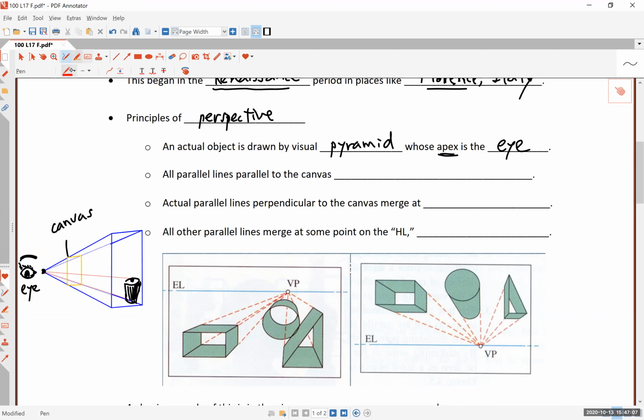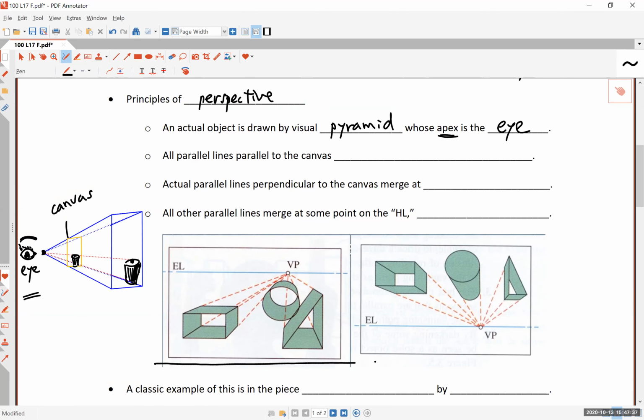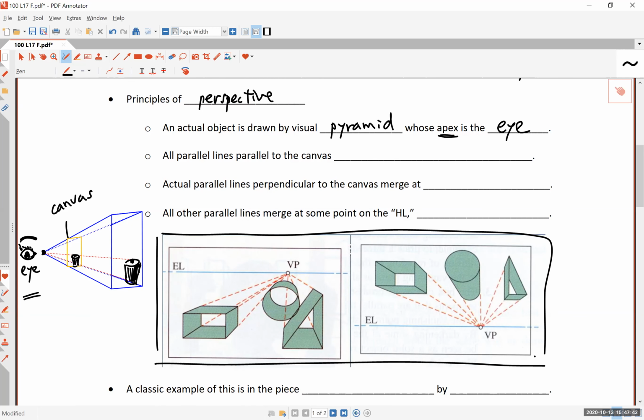So basically the trash can gets projected onto this canvas at the point where these lines, okay, let me make it a little thicker here, intersect the canvas, right? So on this canvas, the image of the trash can will be something like this, all right? And if you look at this from the perspective of the eye, if you move the standpoint to where the eye is, it's pretty much going to look like this, all right? So these couple of pictures here illustrate what's happening with this.